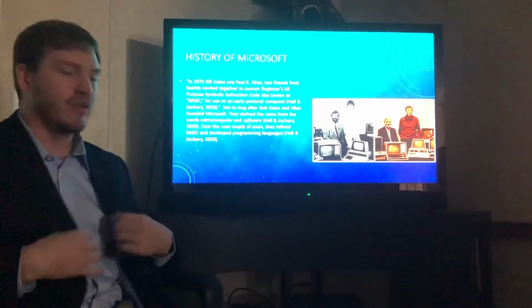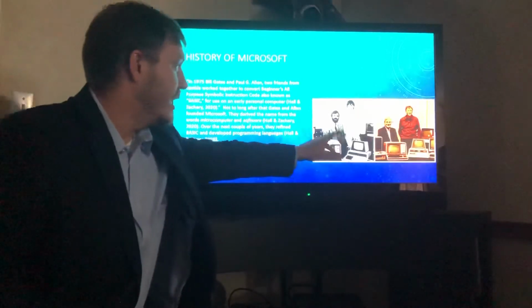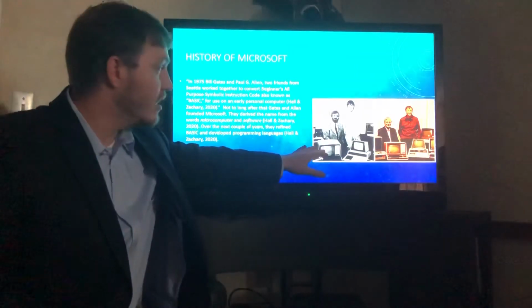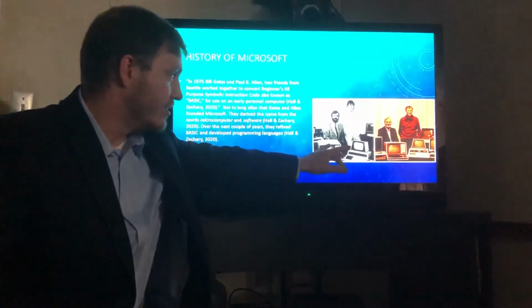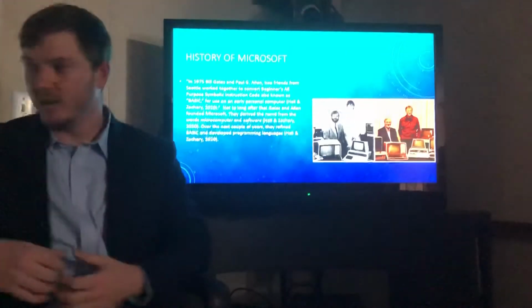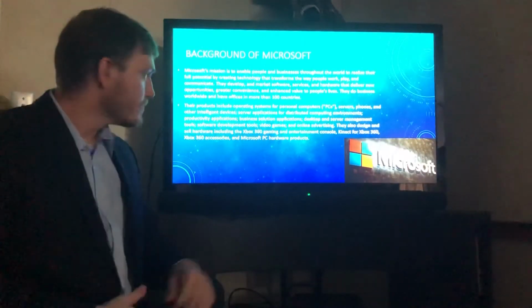This was really their first dive into it. And over here on the side, you see Bill Gates and Paul G. Allen back in the 1970s when they created this company, and then again later in the late 2000s when they recreated the same picture as before. Moving to the next slide, we're going to look at the background of Microsoft.